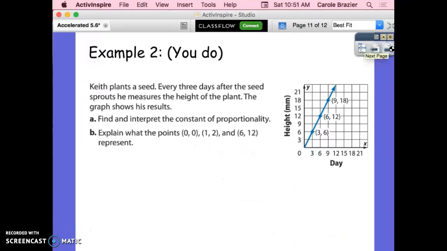Okay, this one I'm going to have you pause the video and complete as well, and then when you get back, I will give you the answer. So pause the video, complete this, and then I will give you the answer so you can check. Okay, for A, you should have gotten that it was 2 millimeters per day that this plant grew. So 2 millimeters per 1 day is my unit rate, or my constant rate of proportionality.